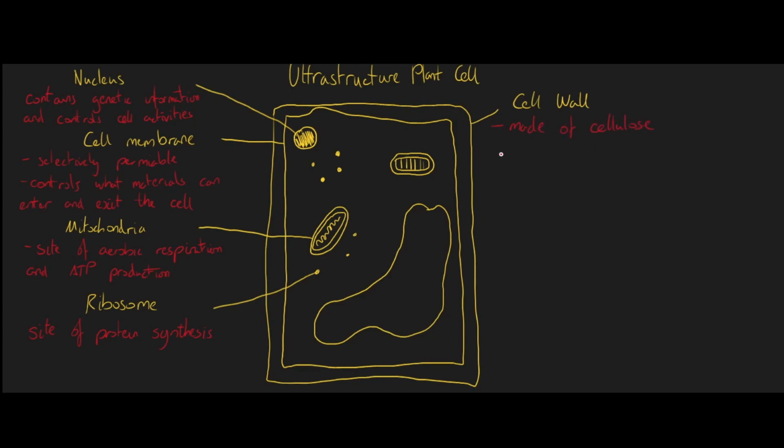Next we have the cell wall. Now a unique feature of plant cells is that the cell wall is made of cellulose. That is a tough material that prevents the cell from bursting when it absorbs water. It also provides support and protection.